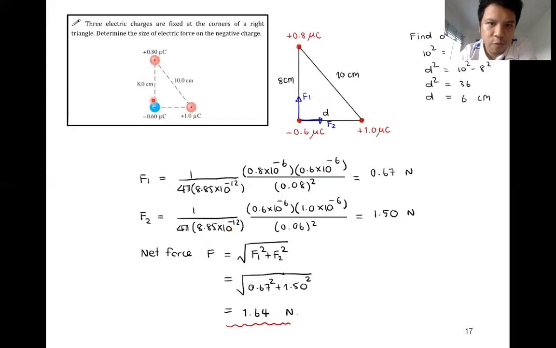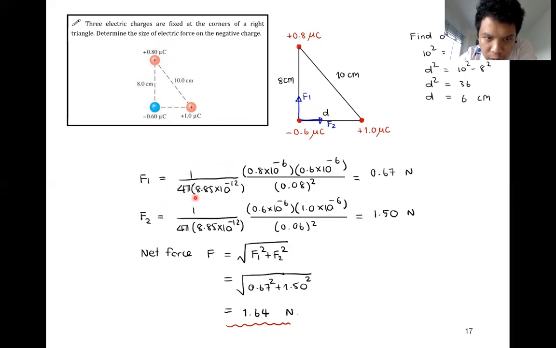So we consider 2 forces. The force F1 will be from the charge in the up position, and the force F2 will be from the charge on the right hand side. We need to find F1 first, and then we need to find F2. For F1, again, we use Coulomb's law.